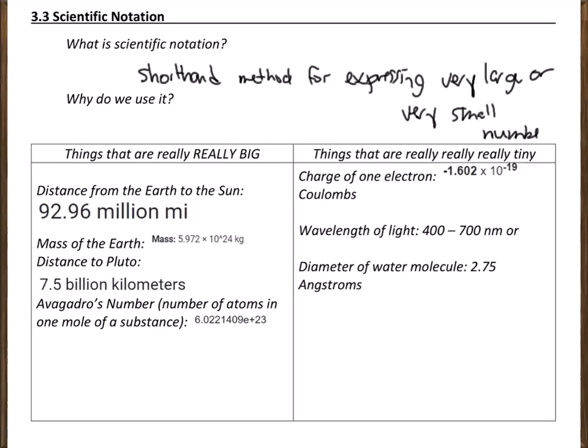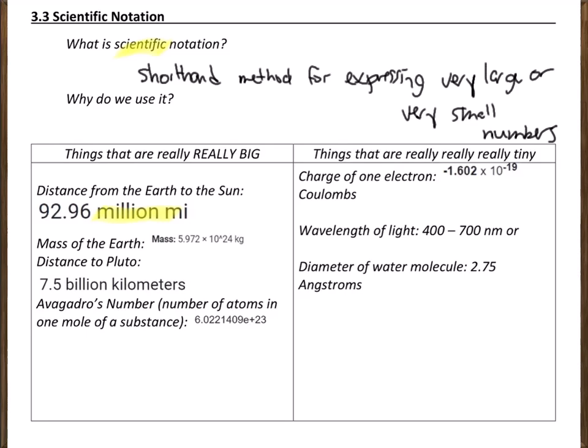Okay, so that is what it is, and the reason we use it is exactly the same as the definition, right? We do it so that we have a shorthand method for expressing very large or very small numbers. And the reason it's called scientific notation is because we use it the most often in science. So if you think about maybe you're studying astronomy, and you want to measure the distance from the Earth to the sun. Well, that's 92.96 million miles. So you could rewrite that in scientific notation.